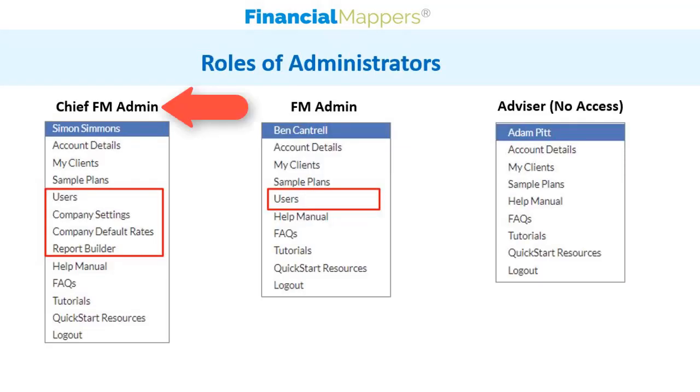The Chief FM Administrator is the only role that can manage the company settings, default rates, and the report builder. The FM Administrator only has access to the user management capability. So both administrators can manage information on the users page. This capability is not available to the advisor/broker or paraplanner roles.